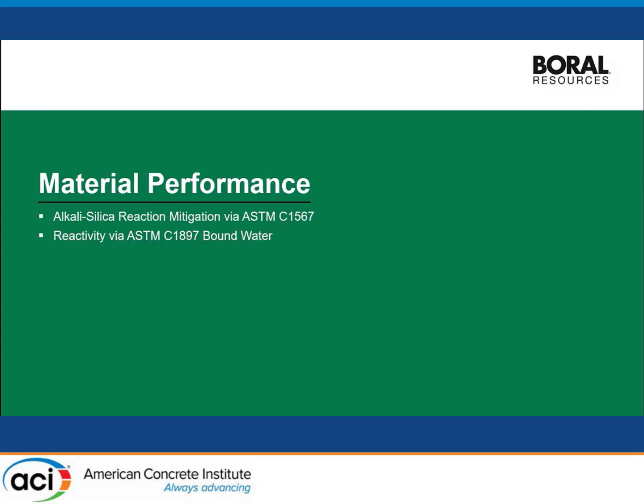So on to discussions of material performance. The data I have here to present today is on 2 different tests. First being the alkali silica mitigation test, ASTM C618. The second test being the bound water test found in C1897, previously referred to as the R3 test method.